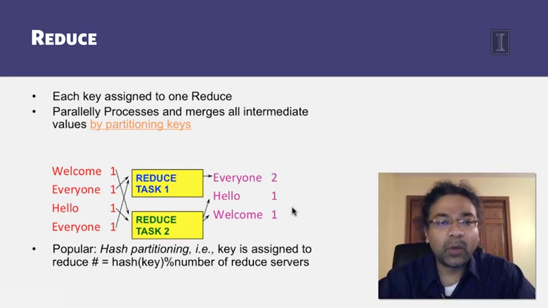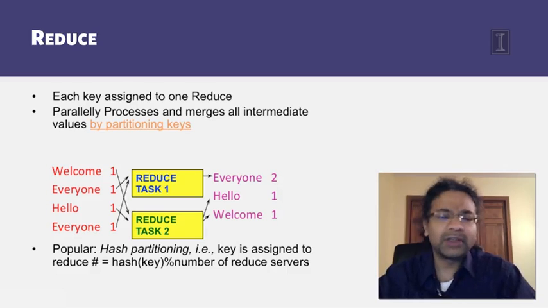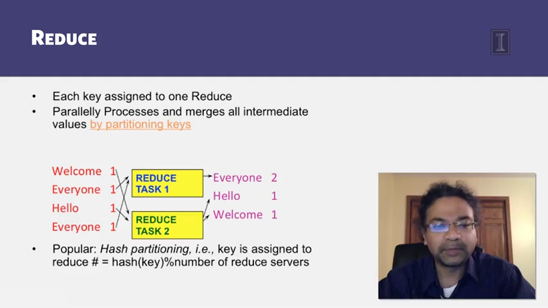There are different ways of partitioning keys across reduces. In this case, the partitioning has assigned everyone to reduce task 1 and hello and welcome to reduce task 2. One way of partitioning is called hash partitioning. You take the key, you hash it by using a consistent hash function, say simple hash algorithm 1, SHA-1, or message digest 5, MD5, or just any other hash function, as long as it's the same hash function applied to all keys.